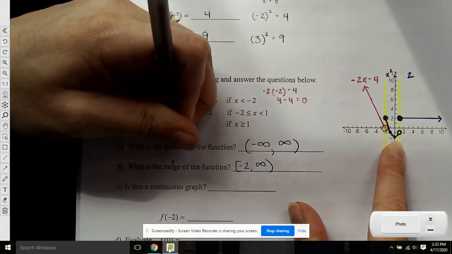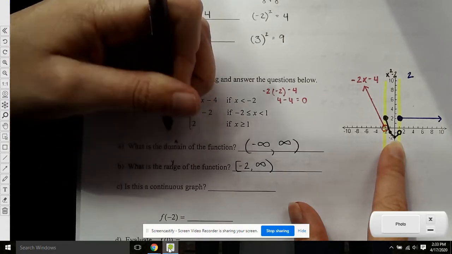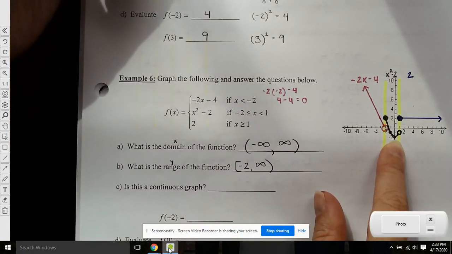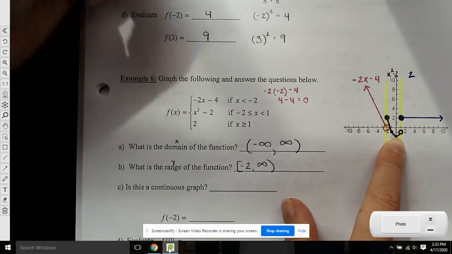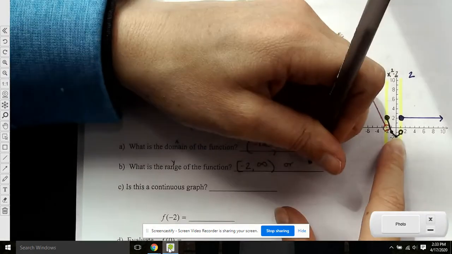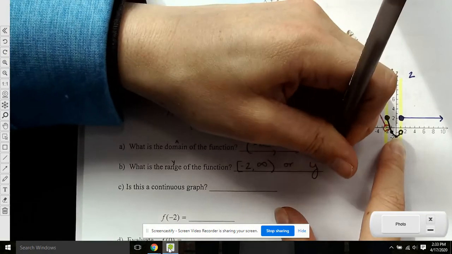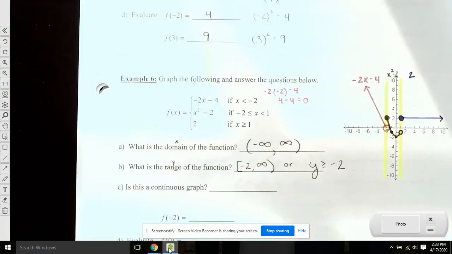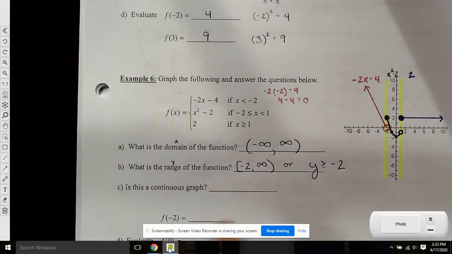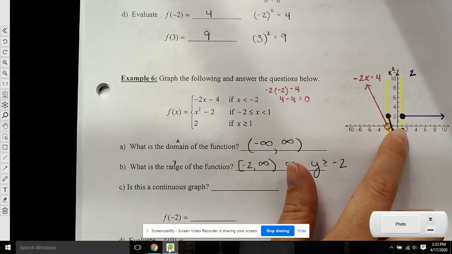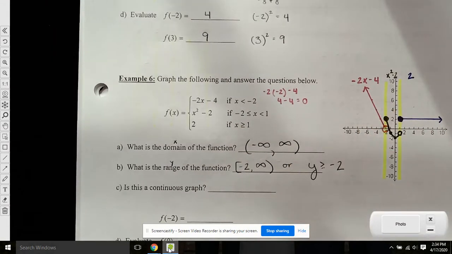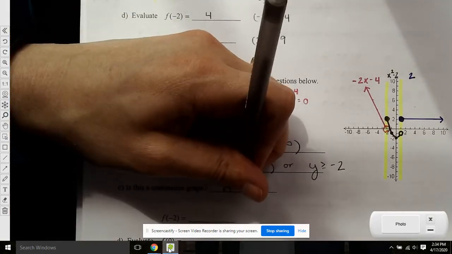Remember, my range is my y value. So I have that included because that's an actual point. It's not an open circle. It's an actual point at negative 2. Another way we could write this is y is greater than or equal to negative 2. Now I can see this one's not continuous because if I trace, I have to pick up my pencil each time. So that is a no for continuous.